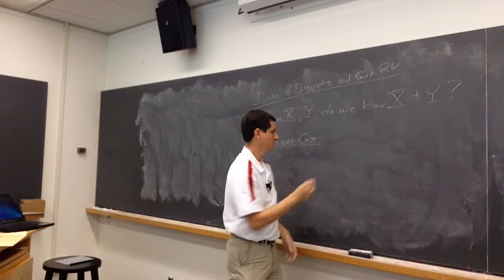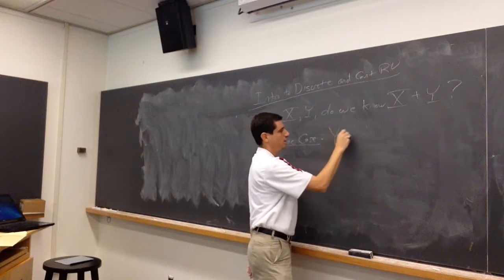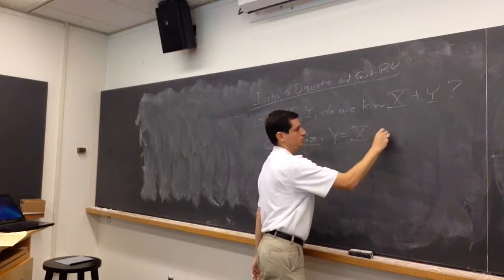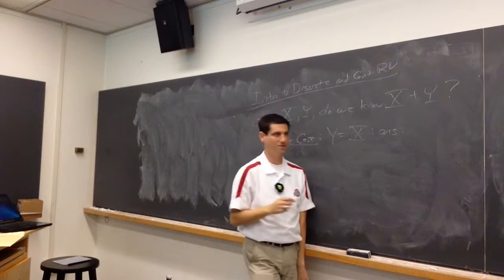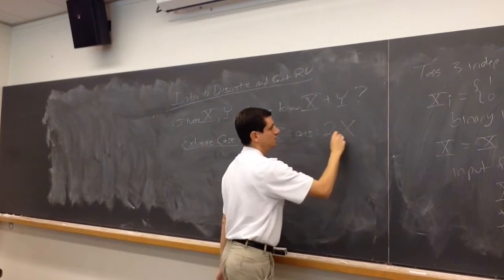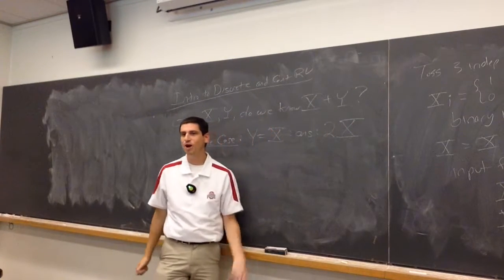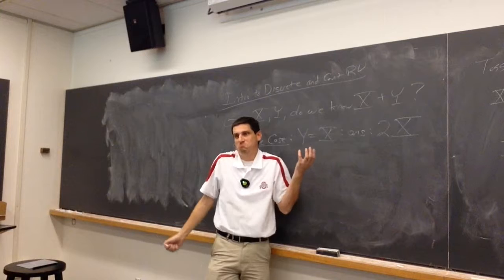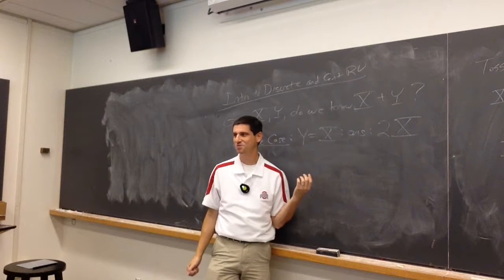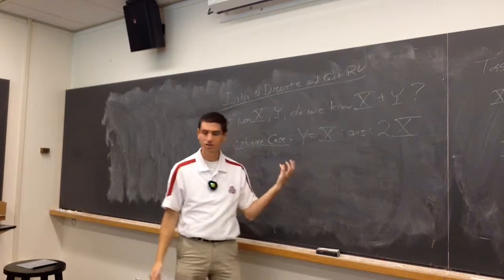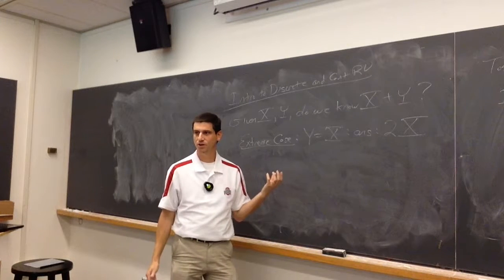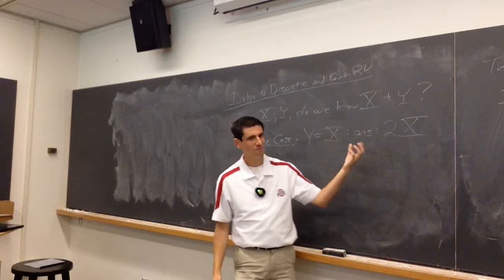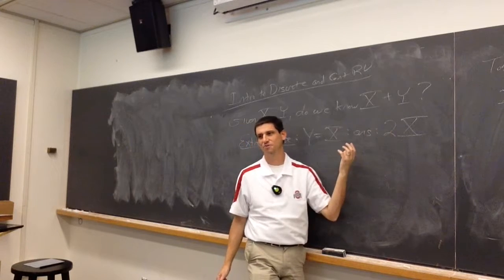X. Yeah. Y equals x. So what's the answer in this case? 2x. If y always equals x, then x plus y is just 2x. What's another extreme case?